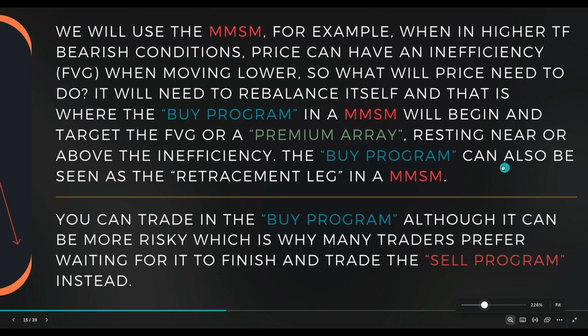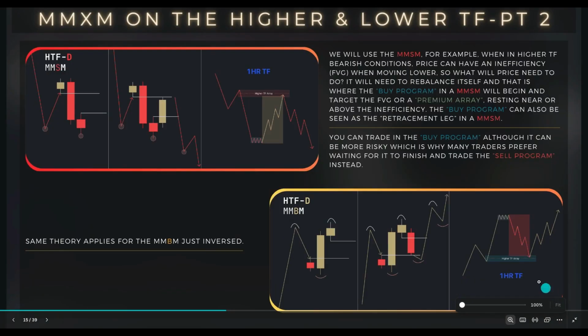The buy program can also be seen as the retracement leg in a market maker sell model. You can trade in the buy program, although it can be riskier, which is why many traders prefer waiting for it to finish and trade the sell program instead. And here you have the market maker buy model, but it's essentially the same thing, just inverse of all this that I just said. I gave you an example so that you guys can refer to it.